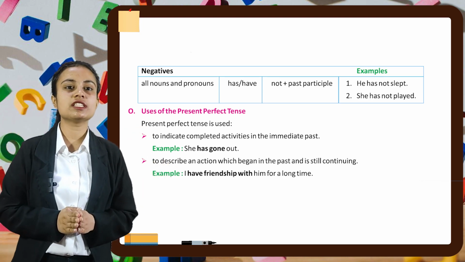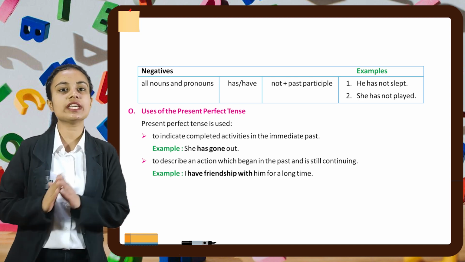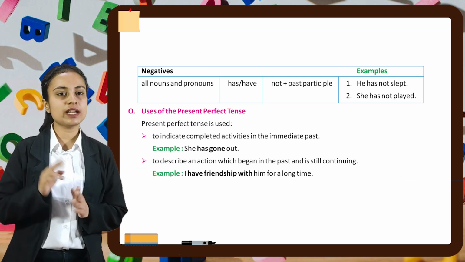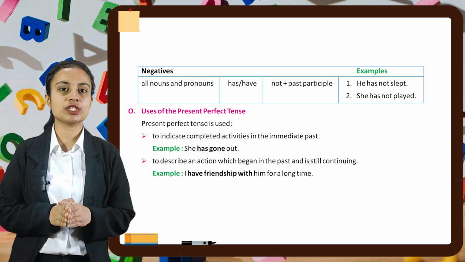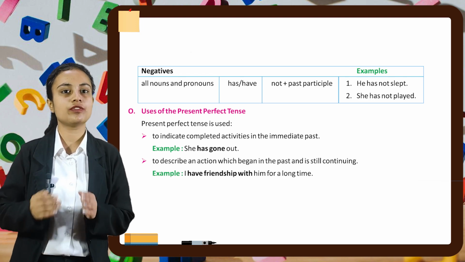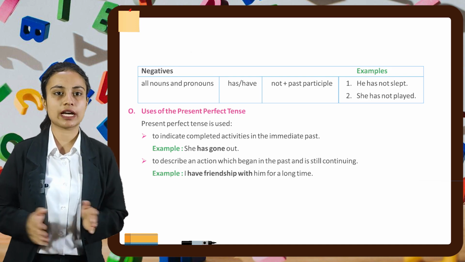Now let's see some uses of present perfect tense. Present perfect tense is used first to indicate completed activities in the immediate past. For example, she has gone out. Second point is to describe an action which began in the past and is still continuing. For example, I have friendship with him for long time.